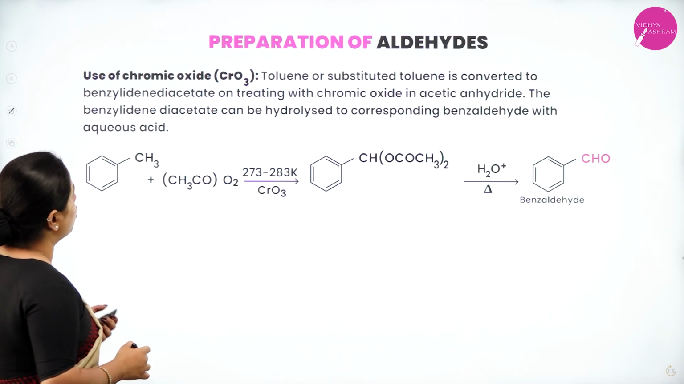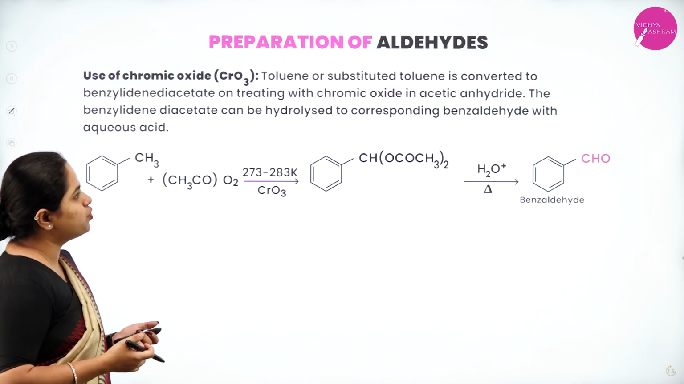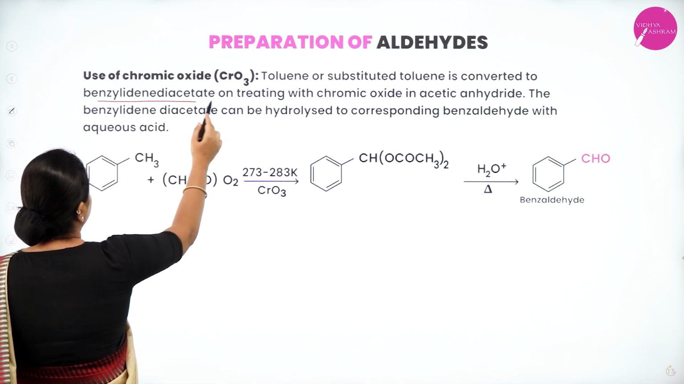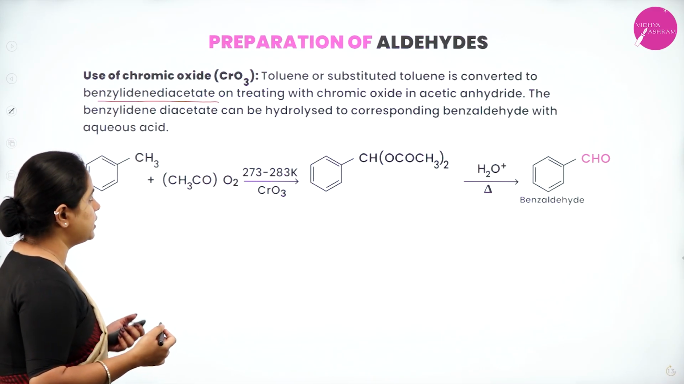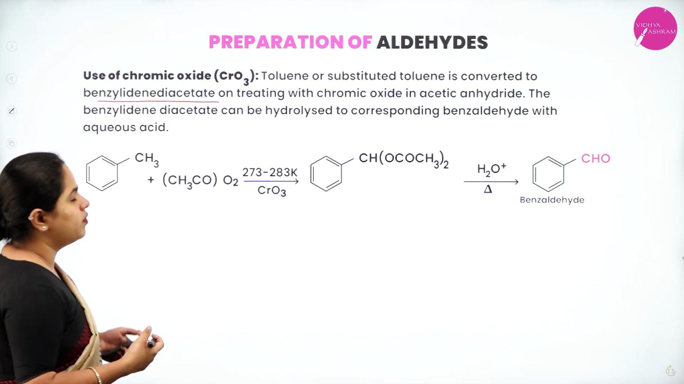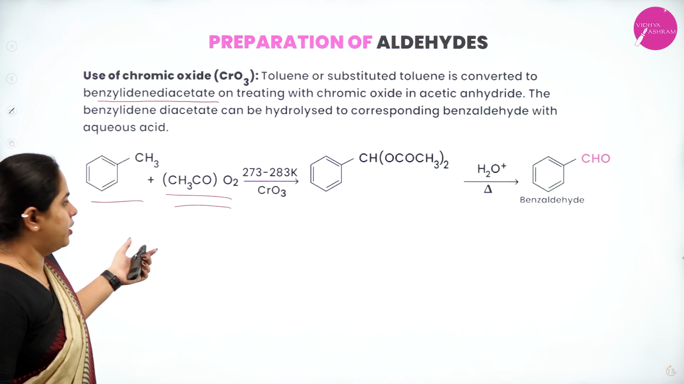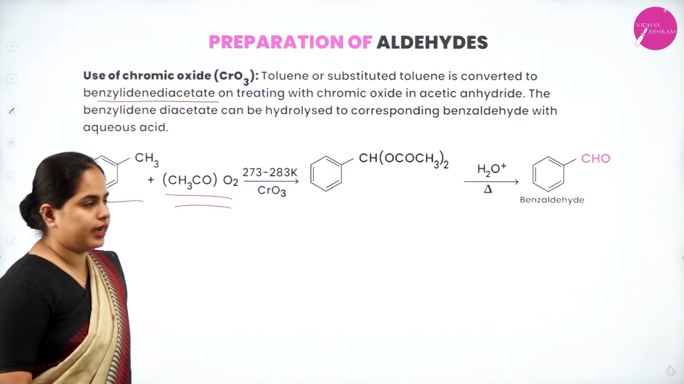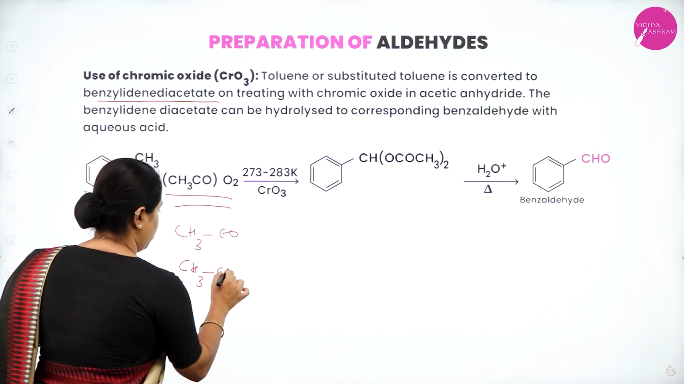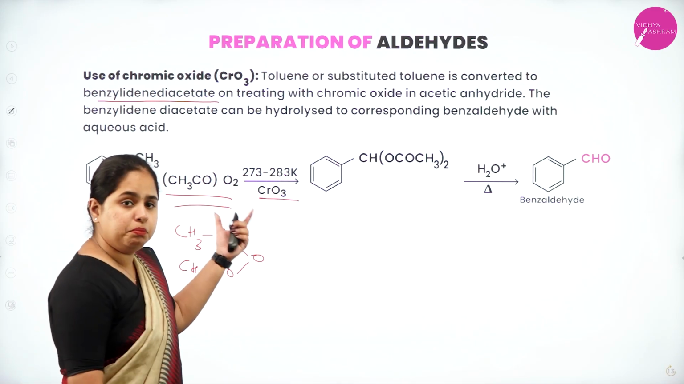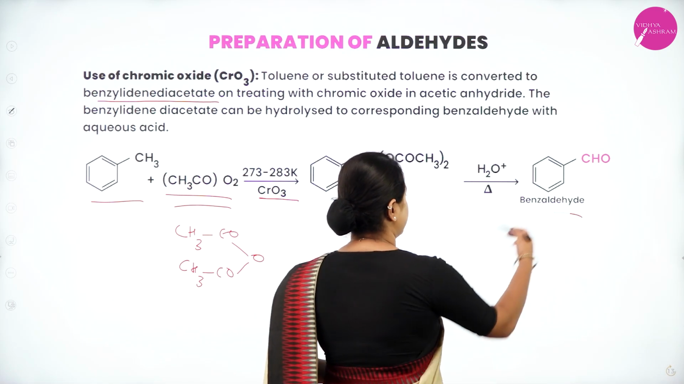So the next method is using chromic oxide, CrO3. So that was chromyl chloride, this is chromic oxide. Toluene or substituted toluene is converted to benzylidene diacetate on treating with chromic oxide in acetic anhydride. The benzylidene diacetate can be hydrolyzed to the corresponding benzaldehyde with aqueous acid. So this is again toluene which we are taking. To that we are going to add acetic anhydride. What is acetic anhydride? CH3CO, CH3CO. So this is acetic anhydride in presence of chromic oxide. So again you are going to get a chromium complex, and then on hydrolysis you are going to get benzaldehyde.